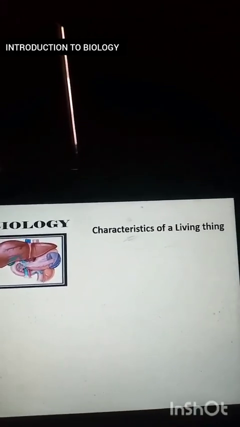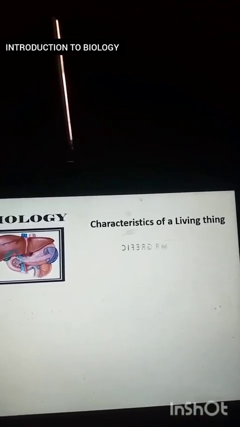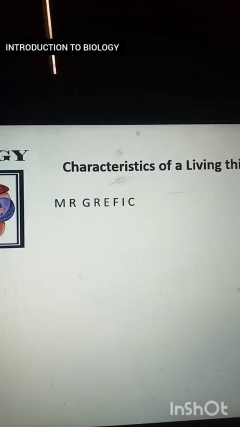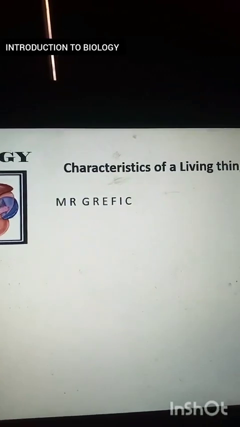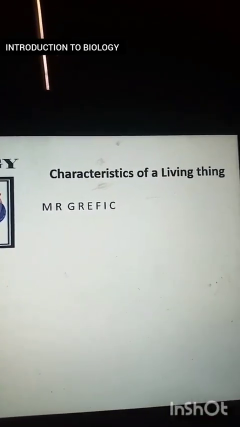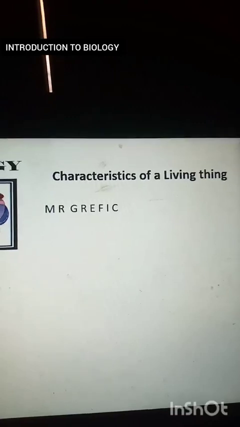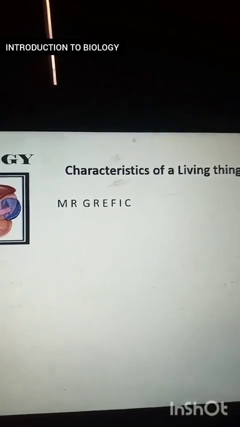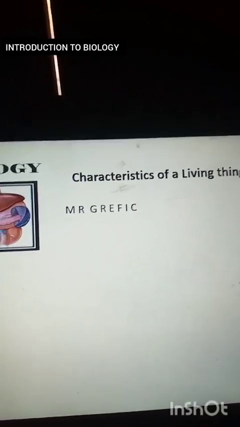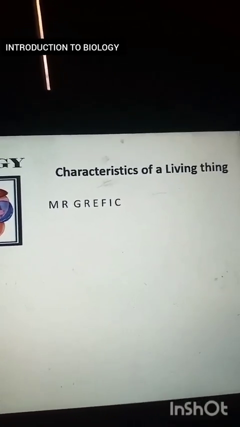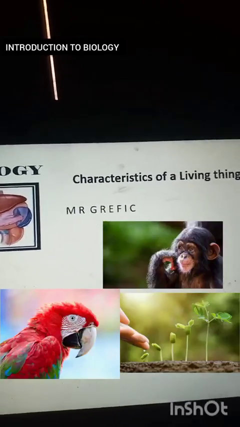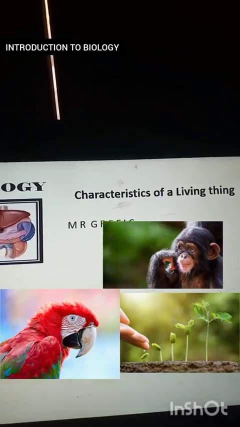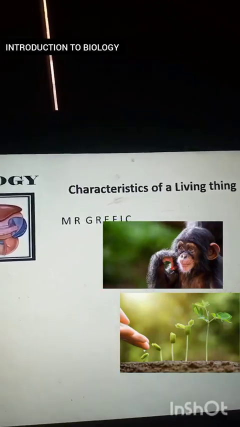We use a mnemonic called Mr. Graphic. This mnemonic is going to help us differentiate living things from non-living things. A living thing must have all these characteristics; none of them should be missing. If one is missing, then it is not a living thing. When we're talking of living things, we have animals, plants, bacteria, fungi, and so many other things that fall under the category of living things.